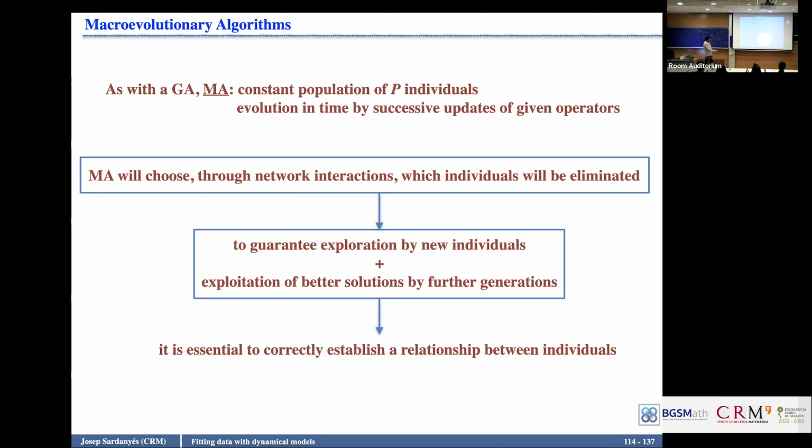Then it's essential to establish correctly this relationship between individuals. In the example I will explain, this is done in a mean way over the population. We will not go individual per individual because this is also very costly computationally.